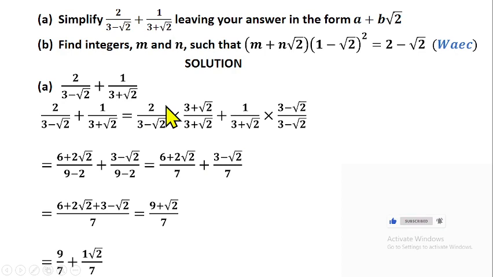Then what do you do now? Then this 2 multiplies this. Then 1 multiplies this as well. But if you look at this one and this one, these are the difference of two squares. You can apply that. This is also a difference of two squares. You can also apply the difference of two squares here as well.